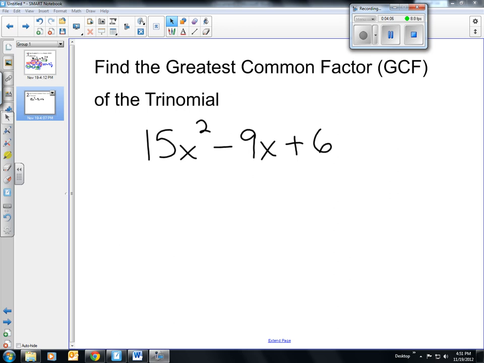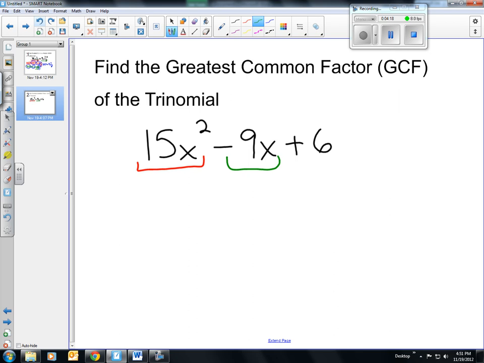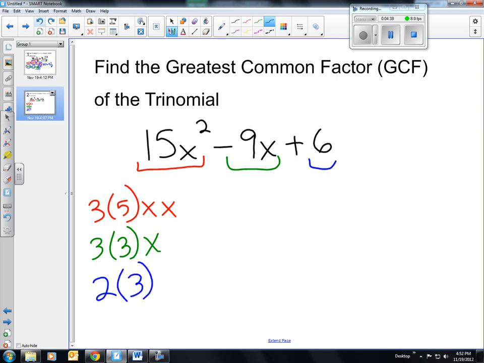Now let's move to a trinomial, an expression with 3 monomials in it. We can say this is a monomial, and the negative 9x is a monomial, and the 6 is also a monomial. Let's use the prime factorization of each of the 3 monomials. Here we would have 3 times 5 times x for the red, 3 times x for the green, and 2 times 3 for the blue.